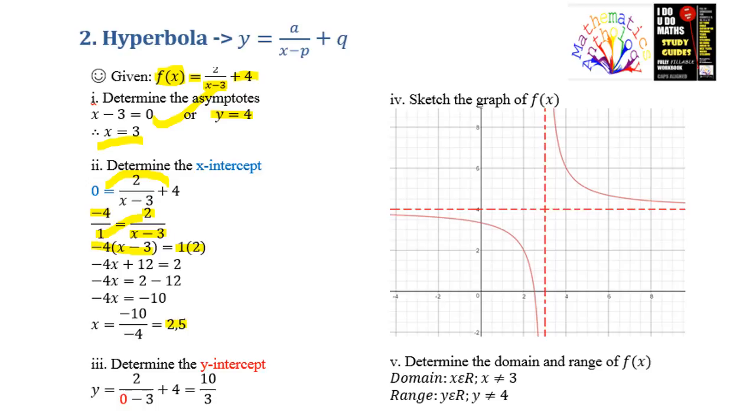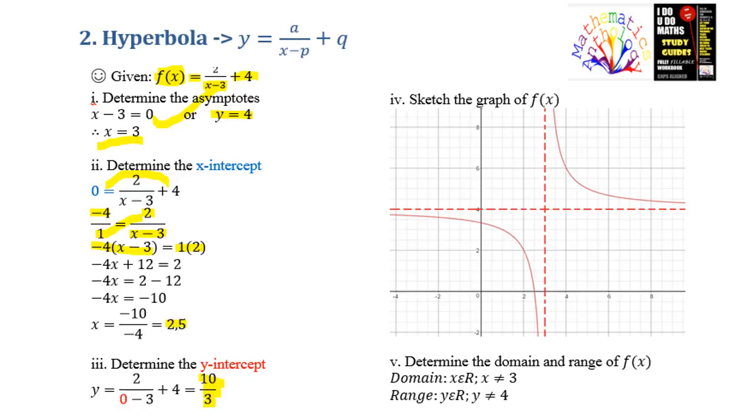Determine the y-intercept. Y-intercept is a bit easier to calculate in a hyperbola because x is equal to 0. So y is equal to 2 over 0 minus 3 plus 4. And that gives me a y value of 10 over 3. So 0 and 10 over 3 will be my y-intercept.